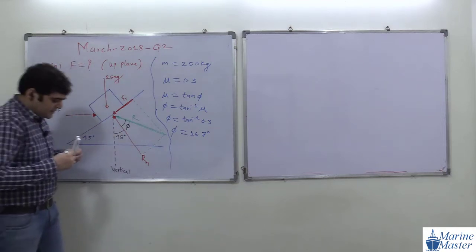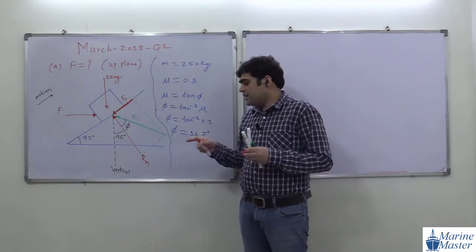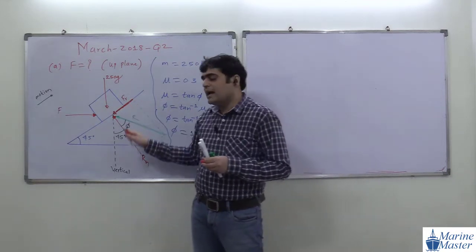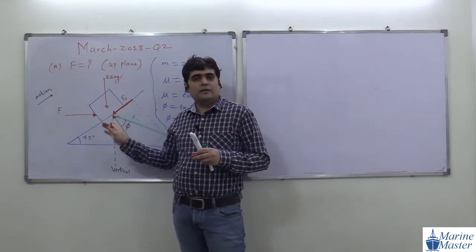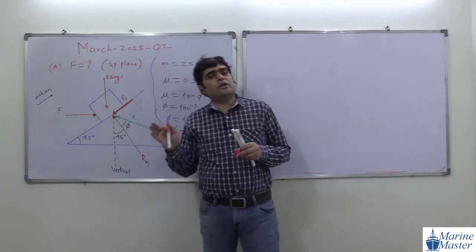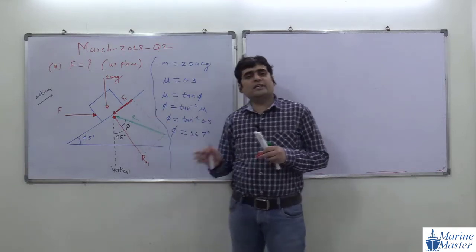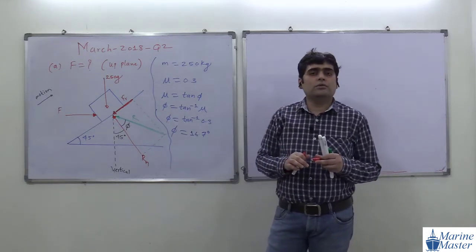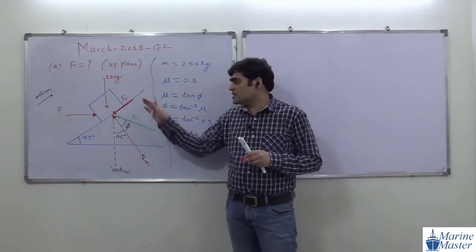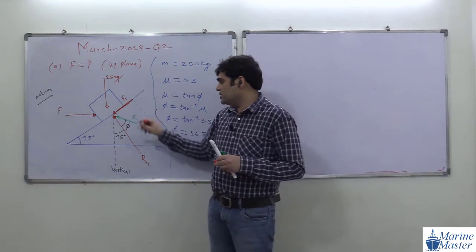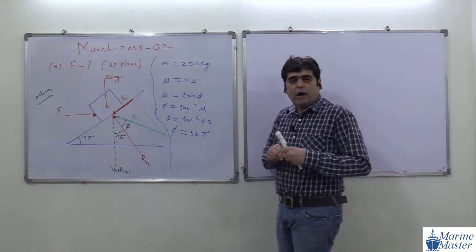What is the speciality of this system? Finally, there are 3 forces. All 3 forces are coplanar and concurrent. And if a coplanar, concurrent, 3-force system is in equilibrium, what will they do? They will form a closed triangle. These 3 forces, 250G, R and F, will form a closed triangle.